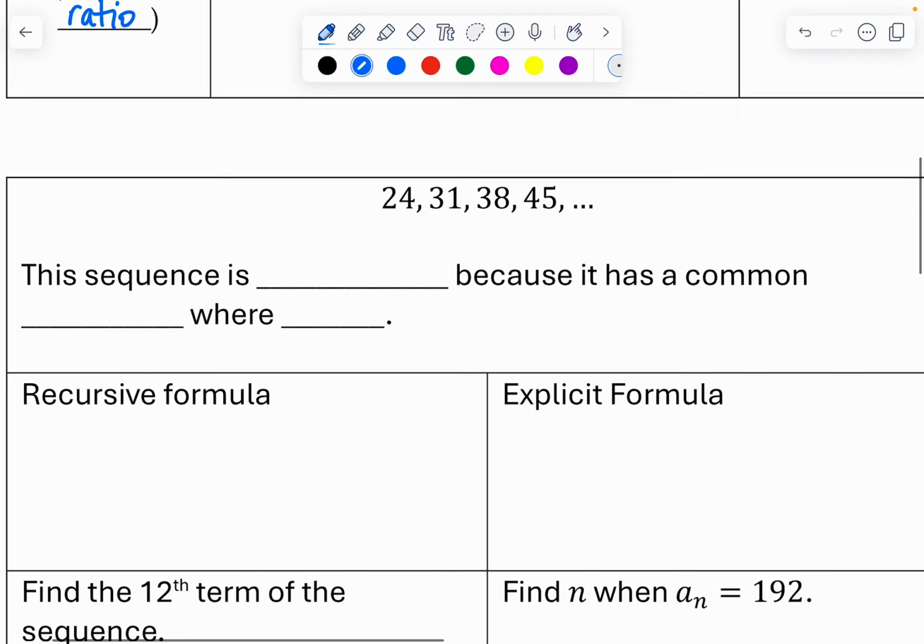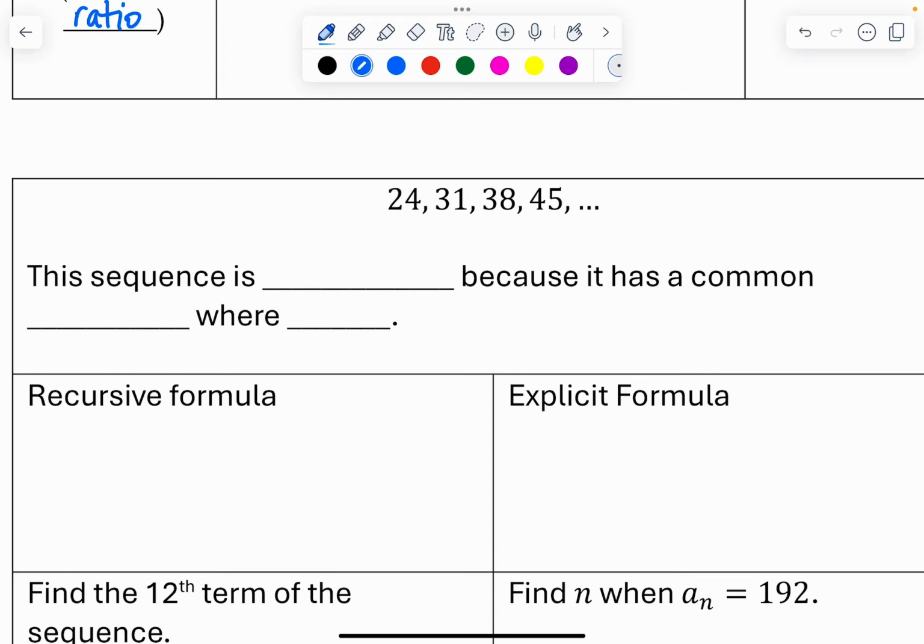We've got this sequence. It's going 24, 31, 38, 45. Hopefully you recognize that we are adding the same thing. This sequence is arithmetic because it has a common difference. And that common difference, what we were doing is we were adding 7 each time. No, we were not adding 7. What were we doing? We were subtracting 7. So our D value, our common difference, is -7.